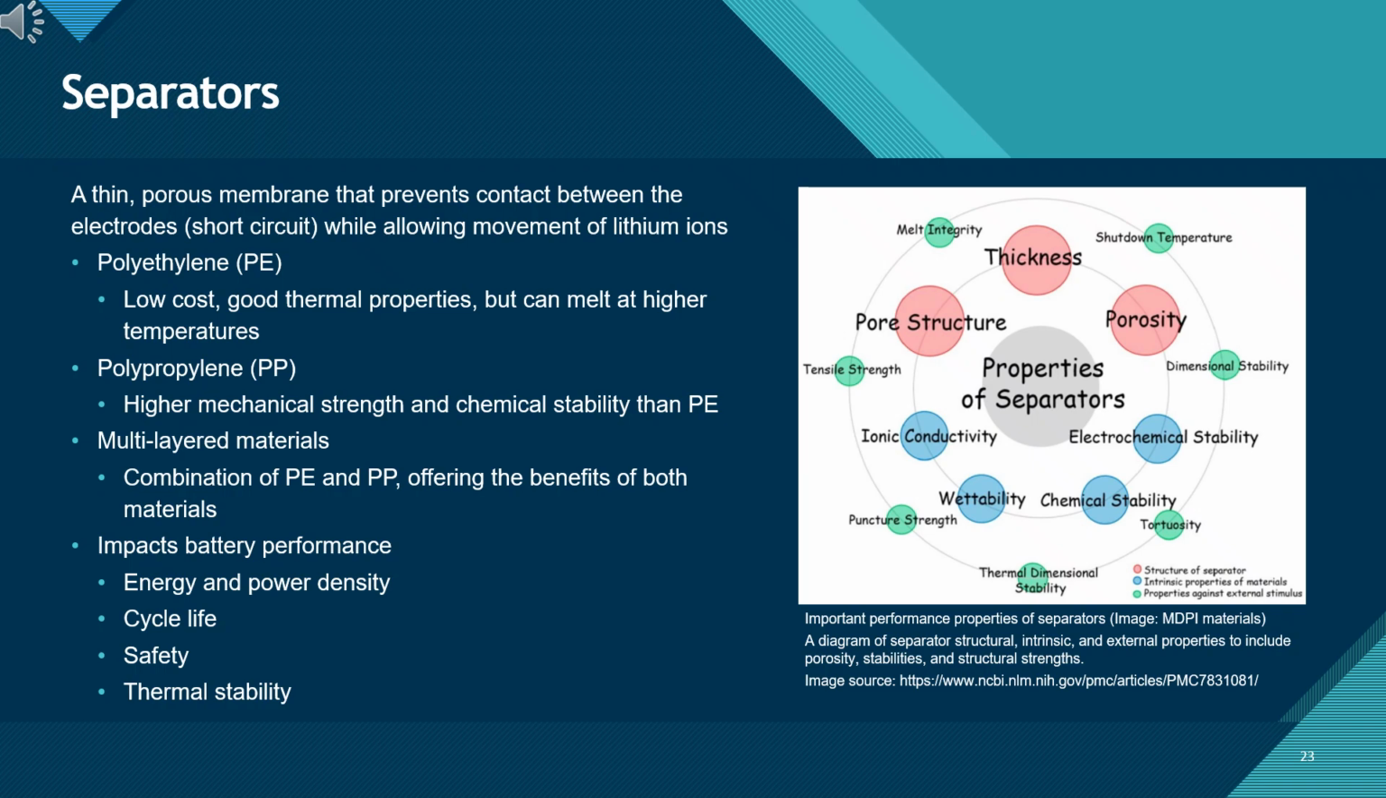I want you to look at the diagram on the right. It illustrates the properties of separators. It is not just a simple plastic sheet. It needs a specific puncture strength to survive assembly without tearing, and precise porosity to let ions flow. Most importantly, look at the shutdown temperature bubble. This is a critical safety feature. If the battery gets too hot, the pores in the separator actually melt and close, stopping the reaction before a fire can occur. This component is small, but its impact on safety and cycle life is massive.